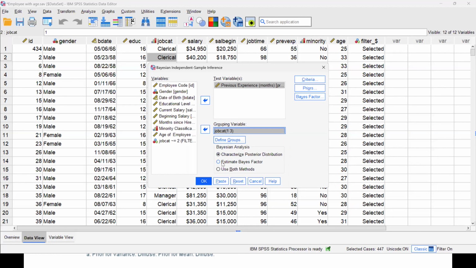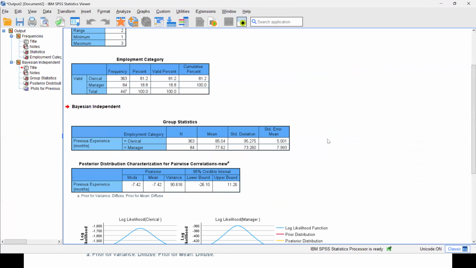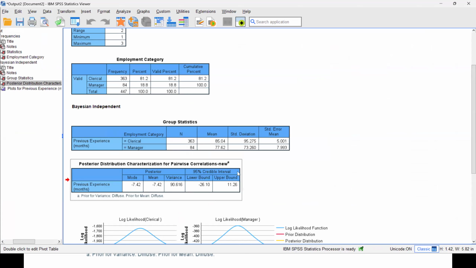There's another type of analysis here, which we'll come to in a moment, and you can see that you can run both. It says use both methods. So we click that. And there we have our value here, our posterior distribution, minus 7.42. We have our upper and lower credible intervals here, from minus 26 to 11.26. So we would say there's no evidence really to show that there's a difference here between the previous experience of clerical workers and managers.